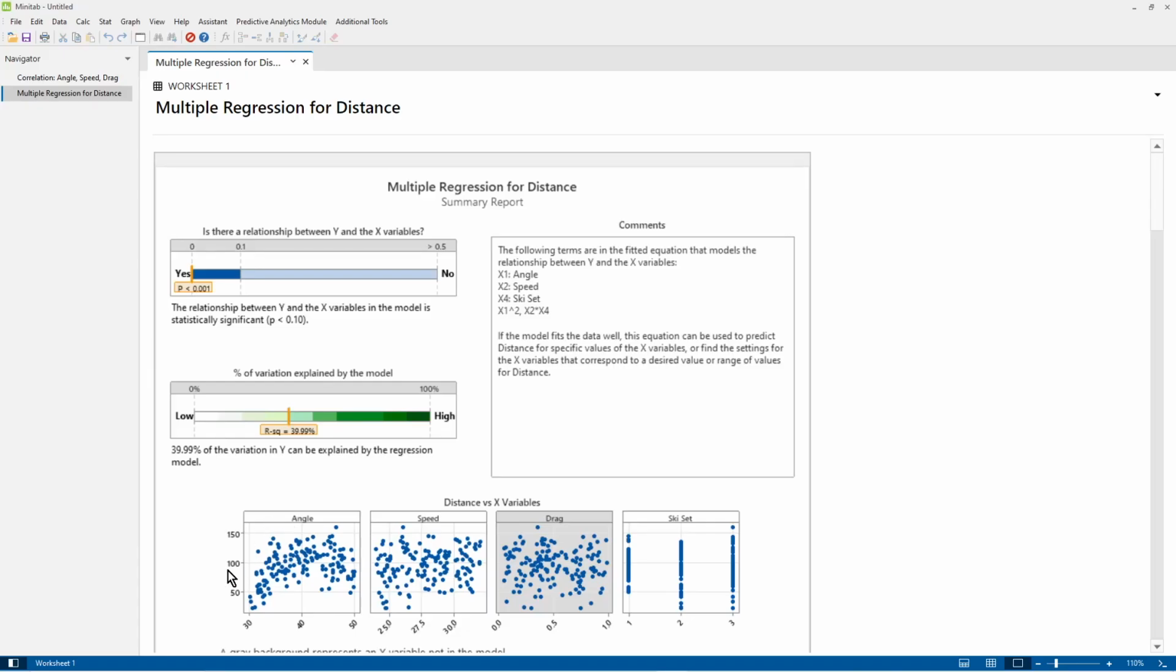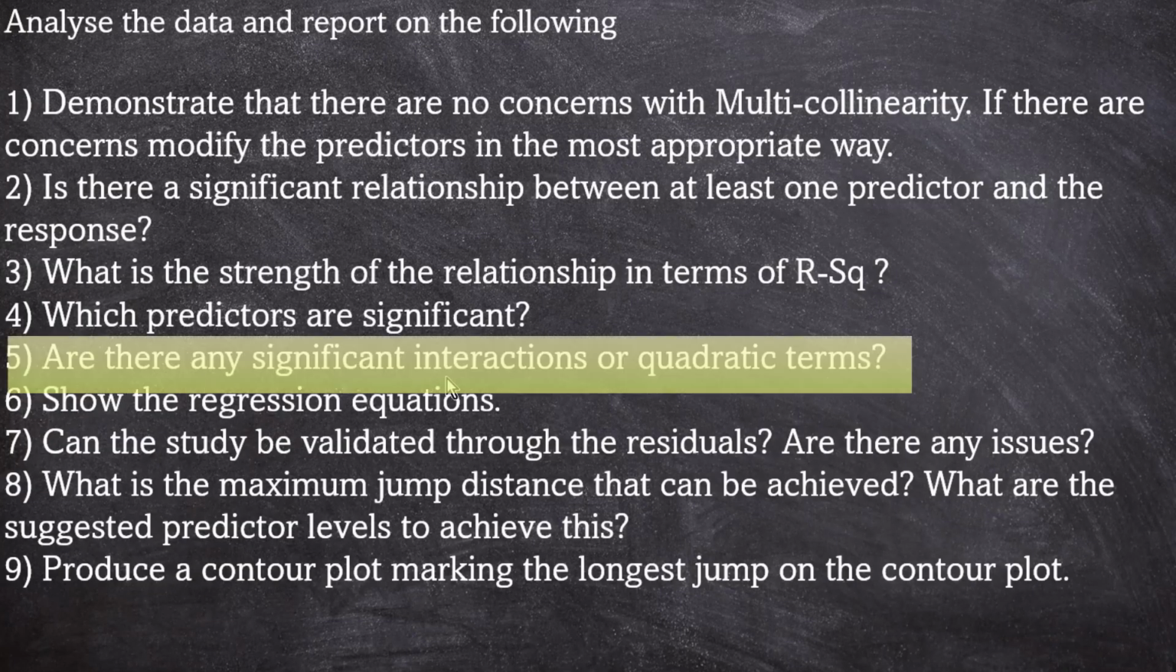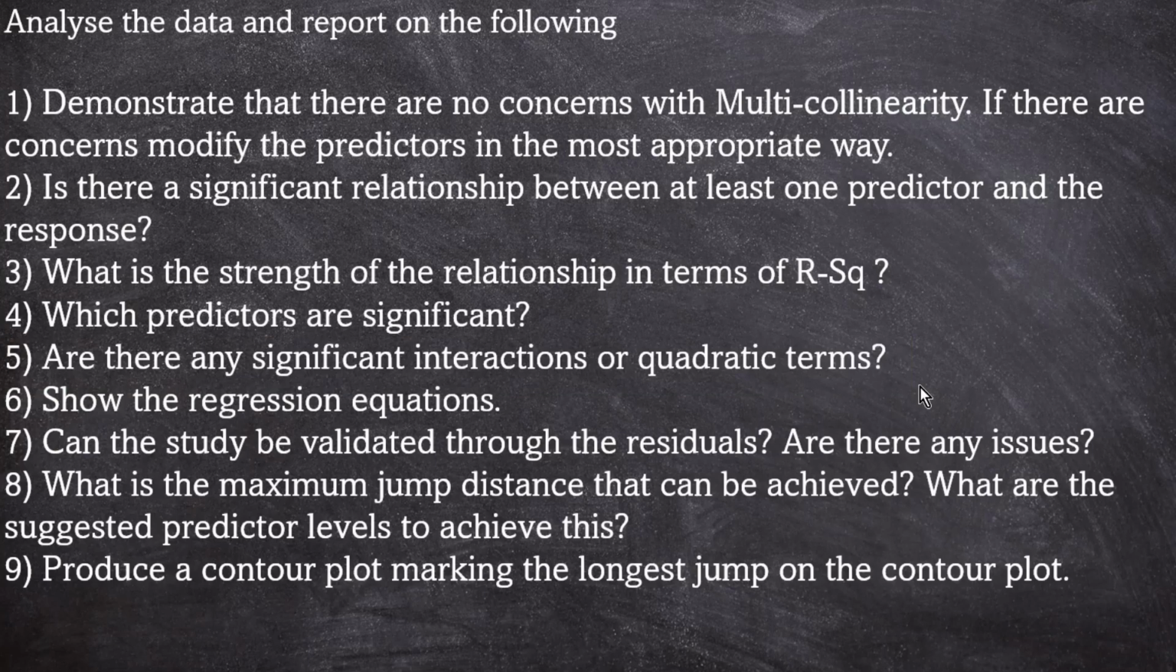And also within the main effects plots, we can see that angle and speed are significant, drag isn't significant because it's grayed out, and ski set is significant. Number 5, are there any significant interactions or quadratic terms? I've already given you the spoiler again, haven't I? So there was a significant interaction and there is a significant quadratic term. So angle of attack was a significant quadratic term.